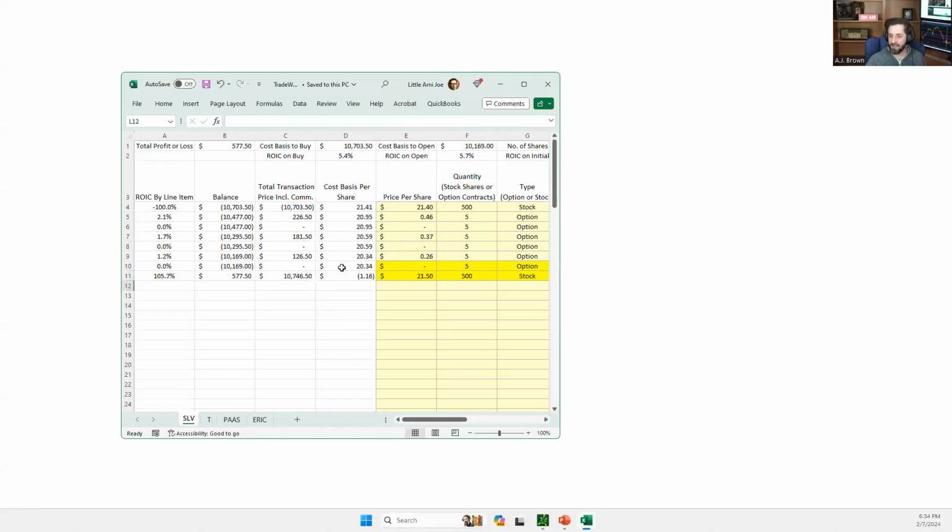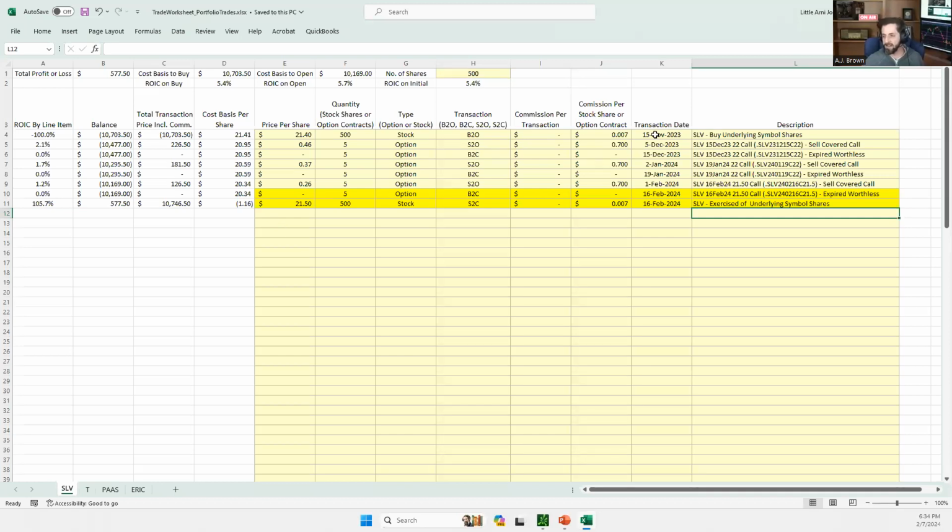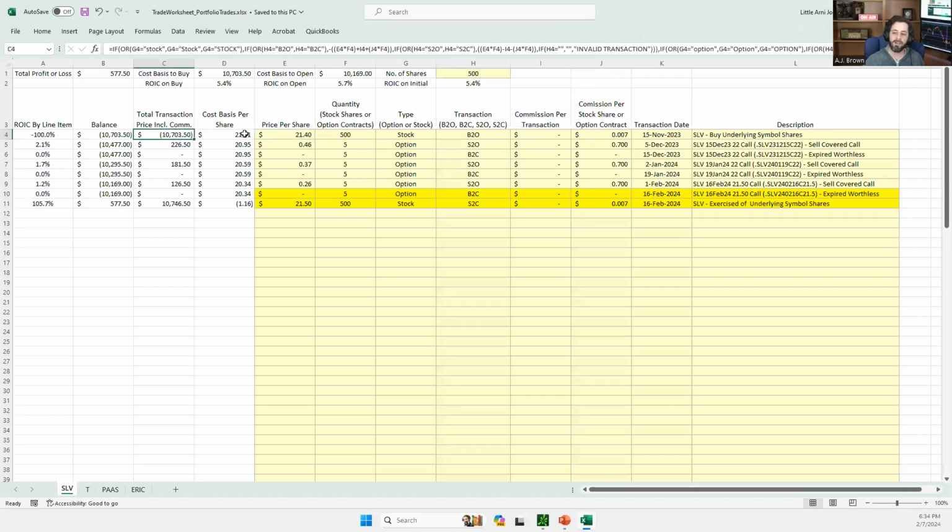Now, before I go any further, that was all theoretical, right? I want to show you on my spreadsheet here. This is a trade worksheet that we use as part of our program. I want to show you an actual trade on ticker SLV. This is the silver ETF that we started in November. We bought silver shares, 500 shares at $21.40. So it's roughly a little bit over a $10,000 trade.